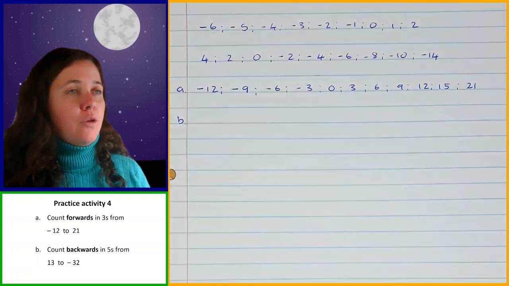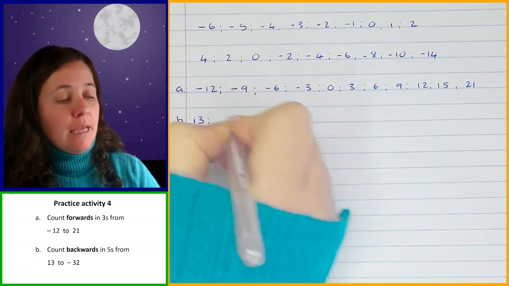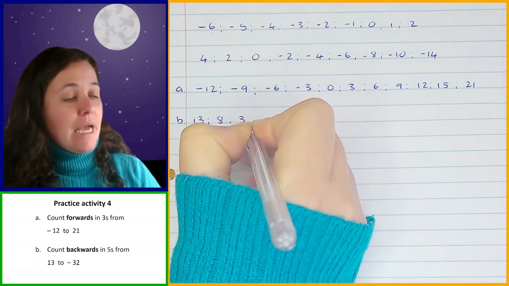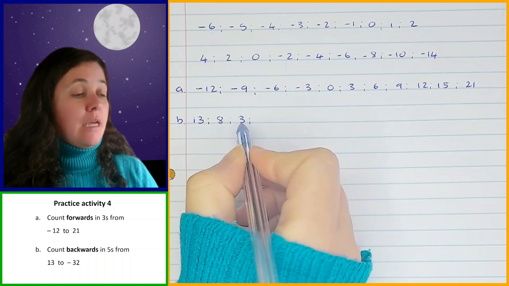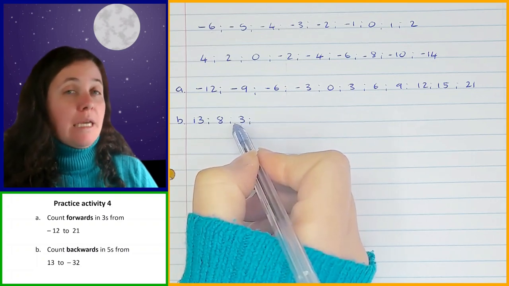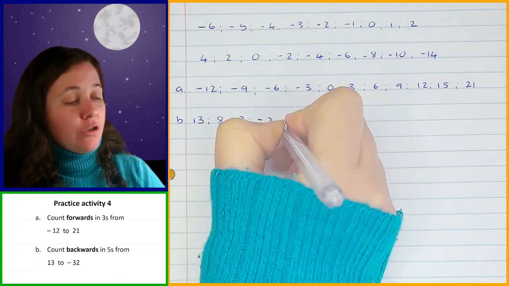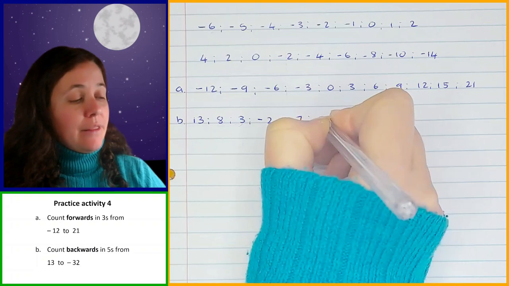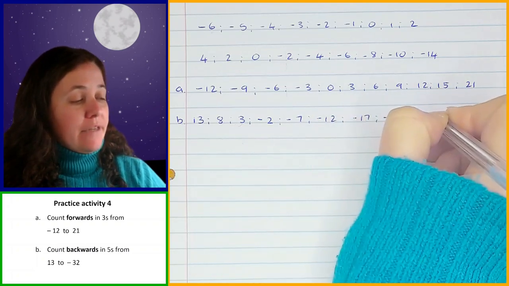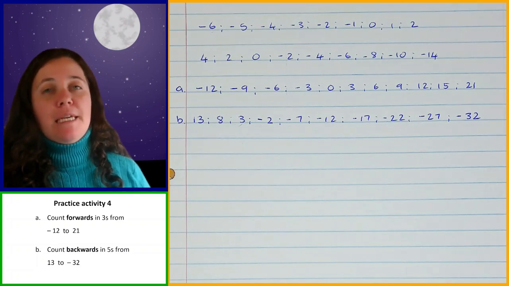Okay, question B, you had to count backwards in fives from 13 to negative 32. So we start on 13 and we're counting backwards. So we're going to go down to 8 and then down to 3 by subtracting 5 each time. And then we're going to go past 0. So now if we go down past 0, it's going to go down 3 to get to 0 and then down 2 more to get our full 5. And that means we're going to then be on minus 2. Okay, and then we're going to carry on going from there. We're going to go down another 5 and that gives us minus 7. And then down another 5 is negative 12. Then we have negative 17, then negative 22, then negative 27, and then finally negative 32. So that's what you should have had for counting backwards in fives from 13 to negative 32.